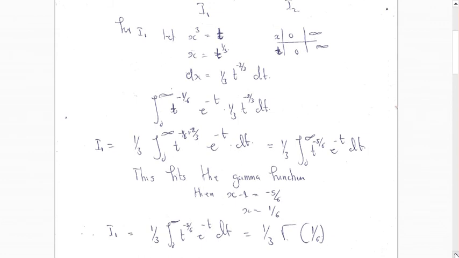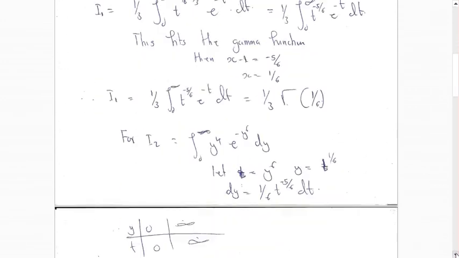That means we'll have x minus 1 equals negative 5 over 6. And when we find the x here, we'll have x equals 1 over 6. Now the whole of this is equal to 1 over 3, which is a constant, times gamma of 1 over 6. That's for I1.